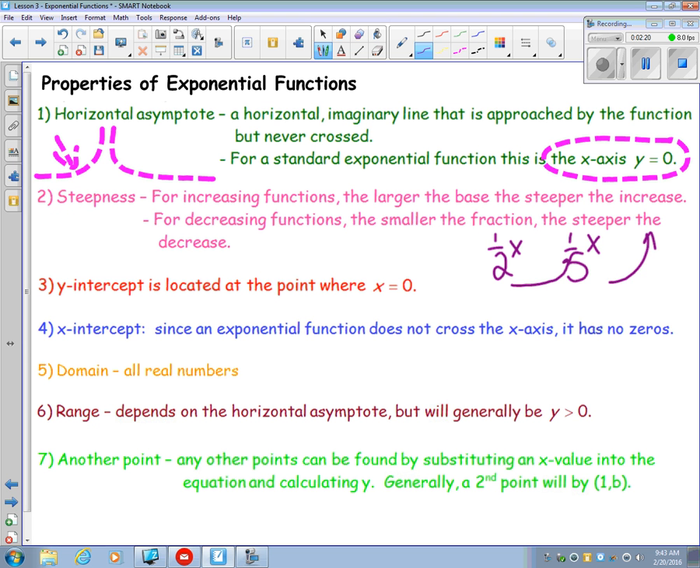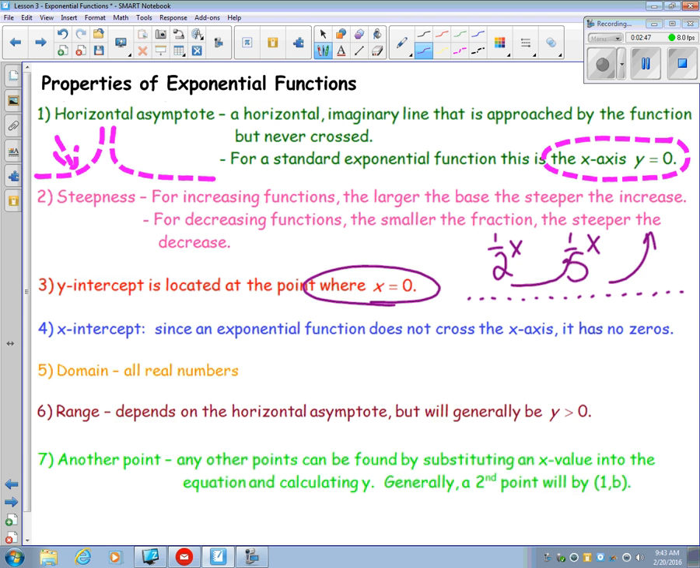Our y-intercept is always at the point where x equals 0. We know that from polynomials. That hasn't changed. Okay, the x-intercept, that's something we have to talk about. It's kind of tricky. It's almost like a trick question because exponential functions don't have zeros. Okay, they come down to, but they never touch the x-axis. Okay, they get closer and closer to it, that horizontal asymptote idea, so they don't actually have any zeros.